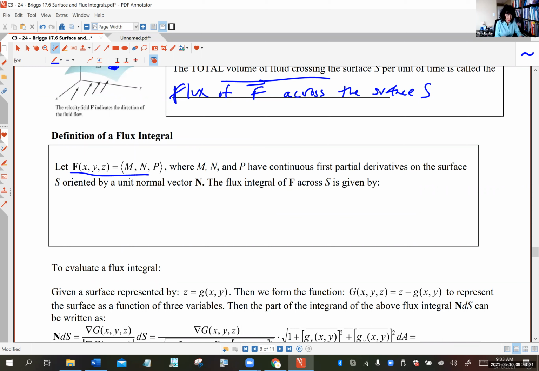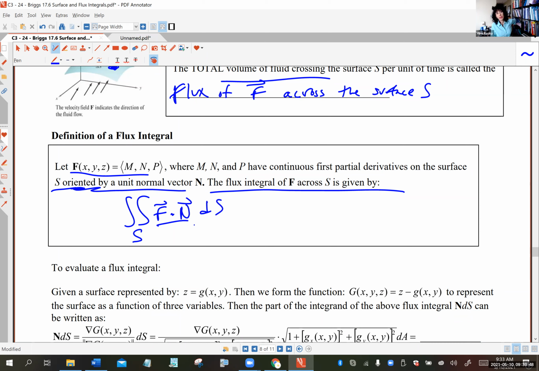So you've got a vector field, M, N, P, with continuous first partials, and you've got some surface that's orientable, and you can orient it by a unit normal vector n. Then the flux integral of F across S is going to have this look to it. Double integral, with an S down there, but the integrand is not going to be a density function like it was 15 minutes ago. It's going to be this dot product: your vector field dotted with your unit normal vector.